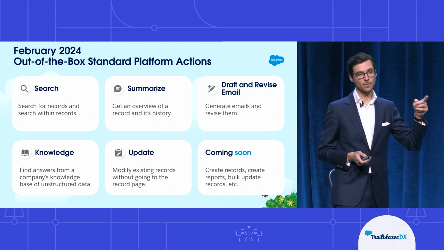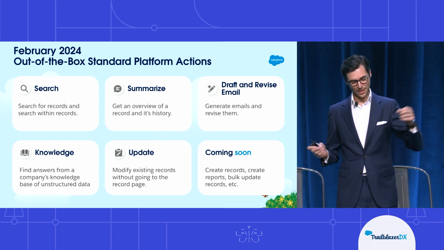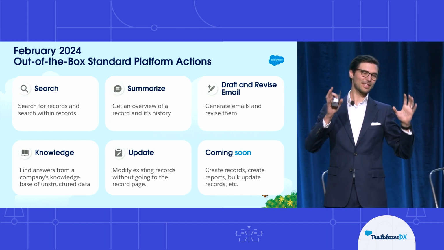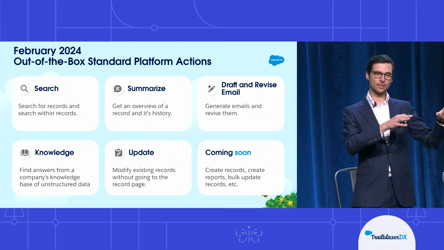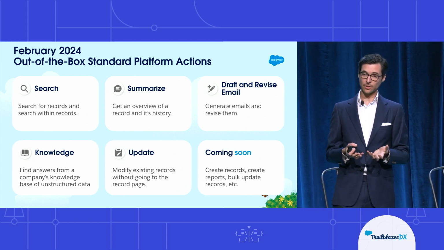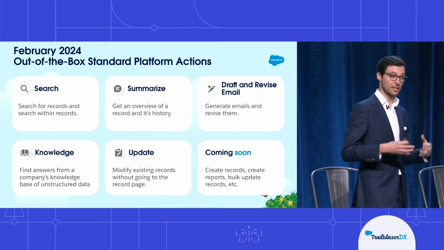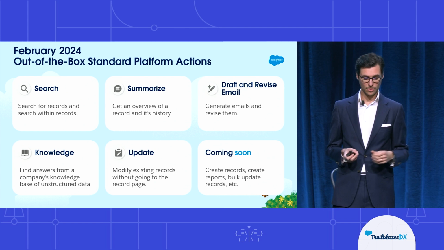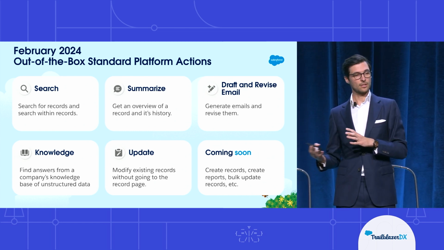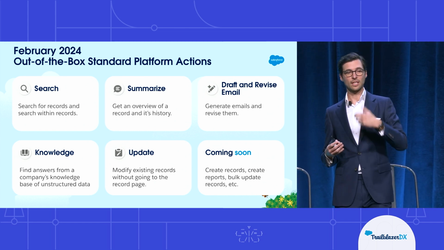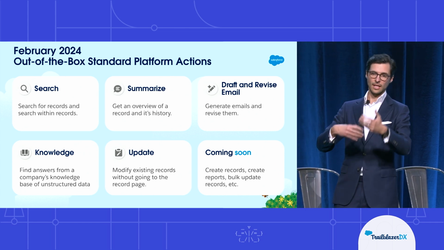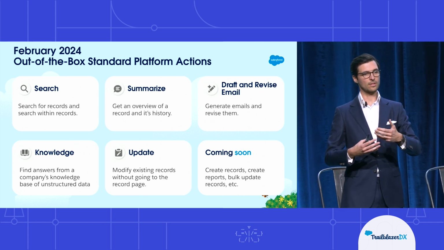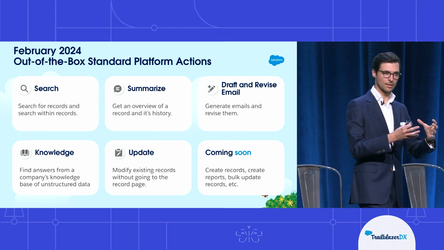The set of standard actions that we are shipping right now, we have search, summarize, draft and revise, knowledge, update, and the coolest of all coming soon. So what I mean by this is that basically you can search right now your CRM, you can summarize records, and actually it's working as well with custom objects, so you can summarize cases, opportunities, leads, and whichever object you want. You can write emails and revise them, so you could say, hey, write an email and make it shorter, and so it's going to have a conversation with you to get to an email that is valuable for you to send.